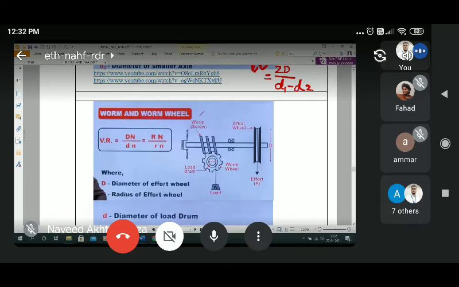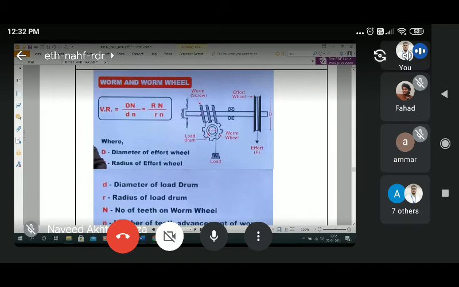Here also now another one: the worm and worm wheel. Here you can see the worm screw is attached with the worm wheel. This is the worm screw, this one is the worm wheel, and this one is our effort wheel.